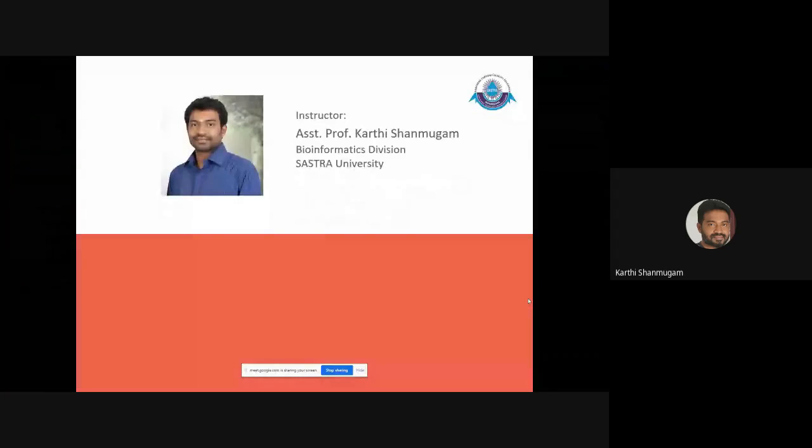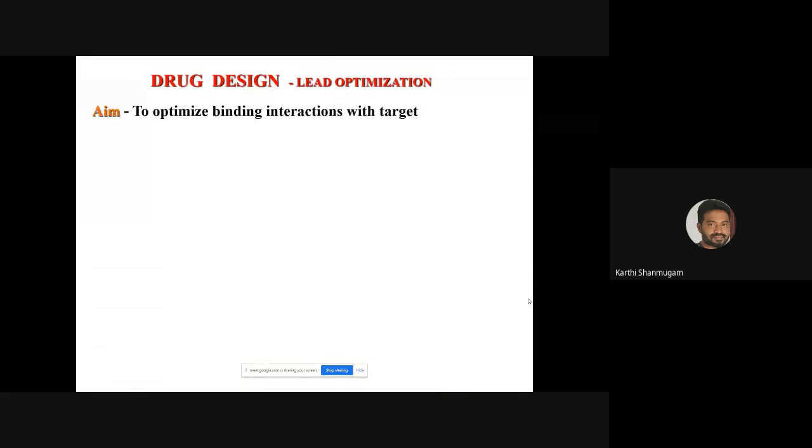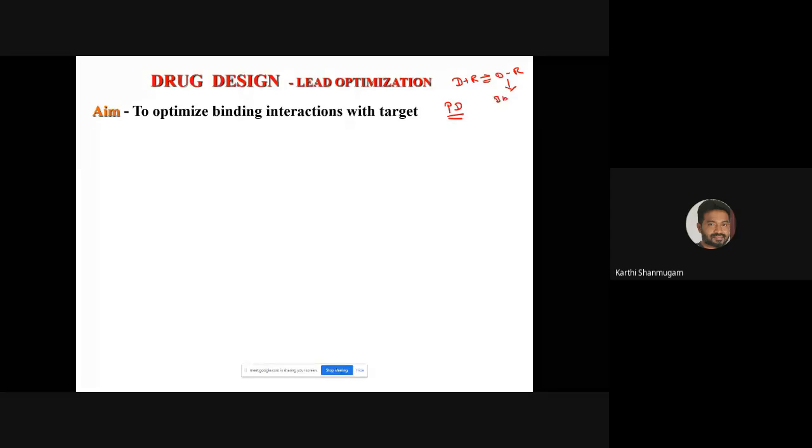Okay, so lead optimization, as I said, what's the aim? Why do we go for lead optimization? There are two reasons. The one is to optimize the binding interaction with the target. So this is in some way related to the pharmacodynamics of the drug molecule. As you know, pharmacodynamics is how the drug molecule interacts with the receptor and how it forms the drug receptor complex and how that drug receptor complex leads to the biological response.